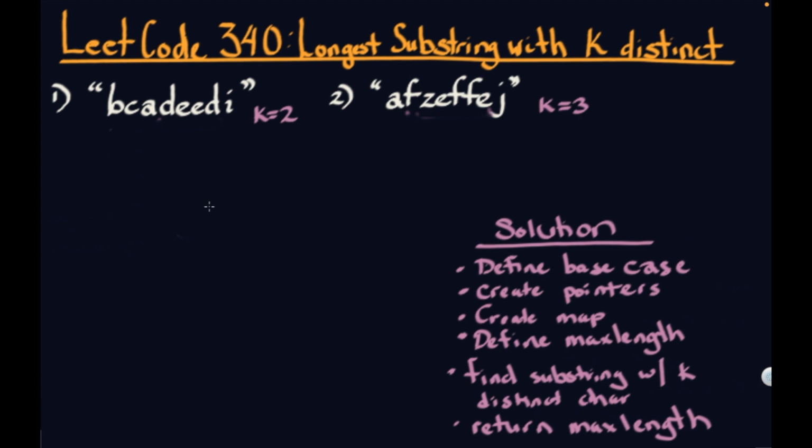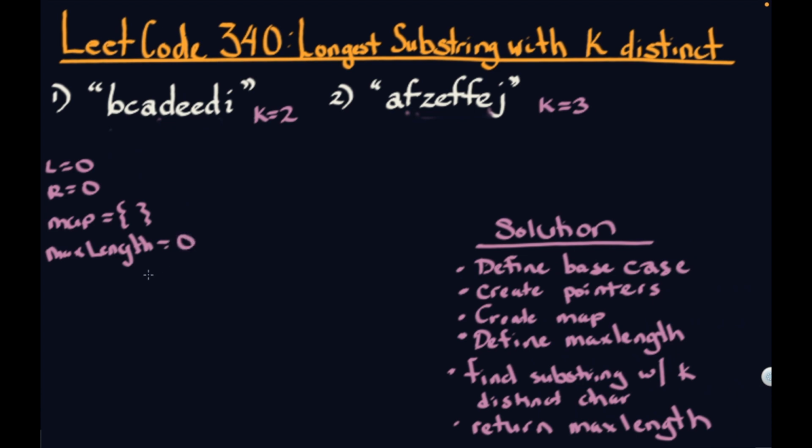Then we're going to have to create our pointers. We're going to have 2 pointers, a left pointer and a right pointer, and they're both initially set to 0. Left is equal to 0, right is equal to 0 as well. And then we're going to have an empty map that we create. So just a map, and that's empty. And then we're going to have a max length variable, and that's going to be equal to 0 as well.